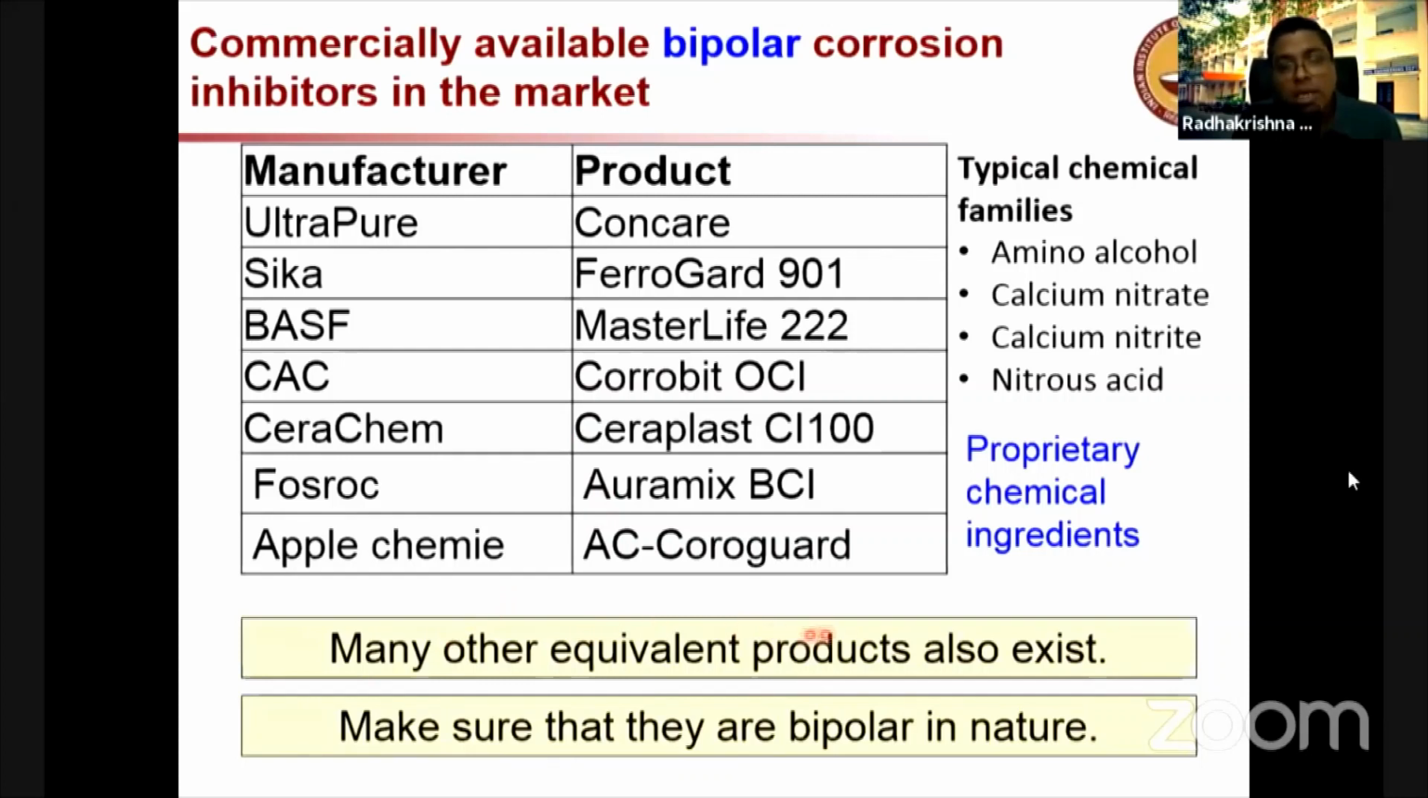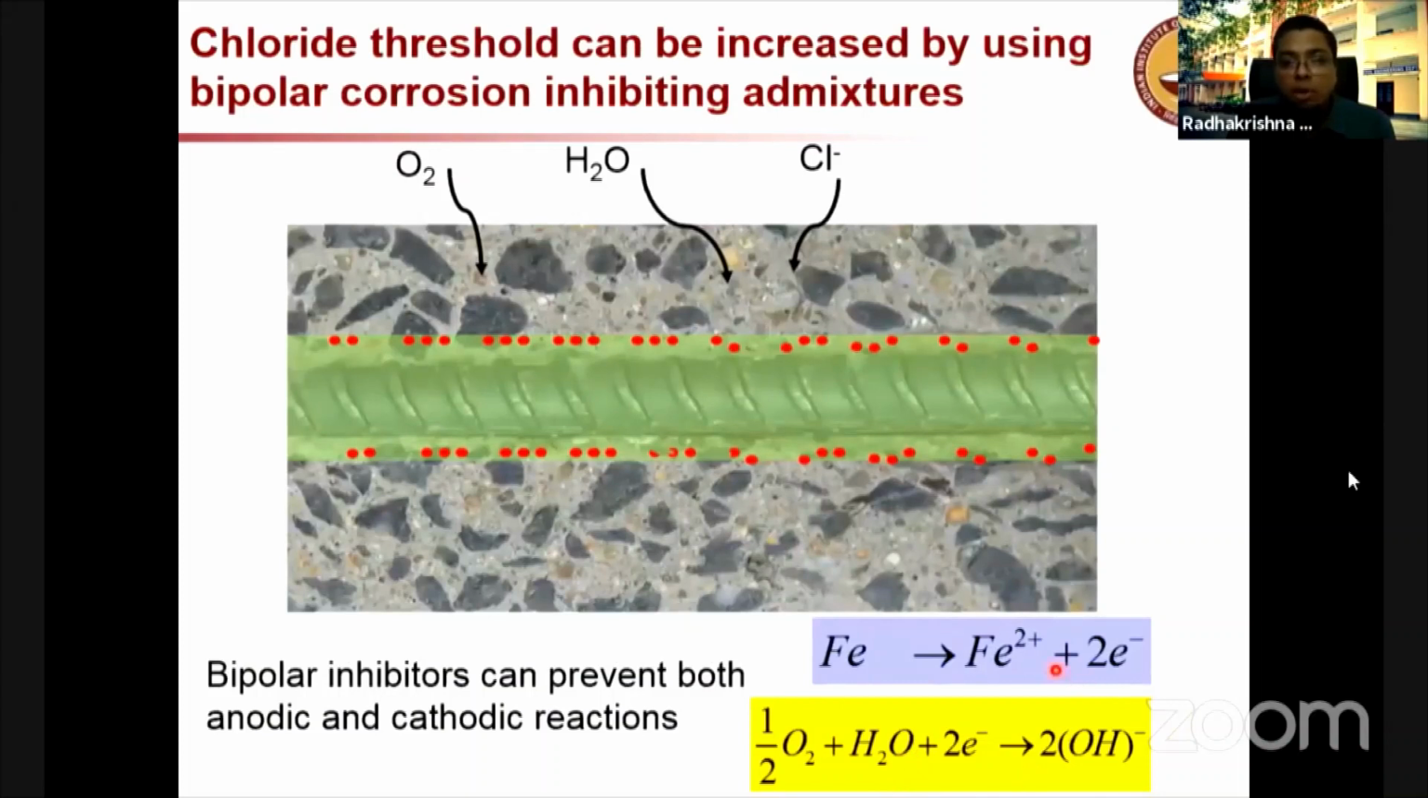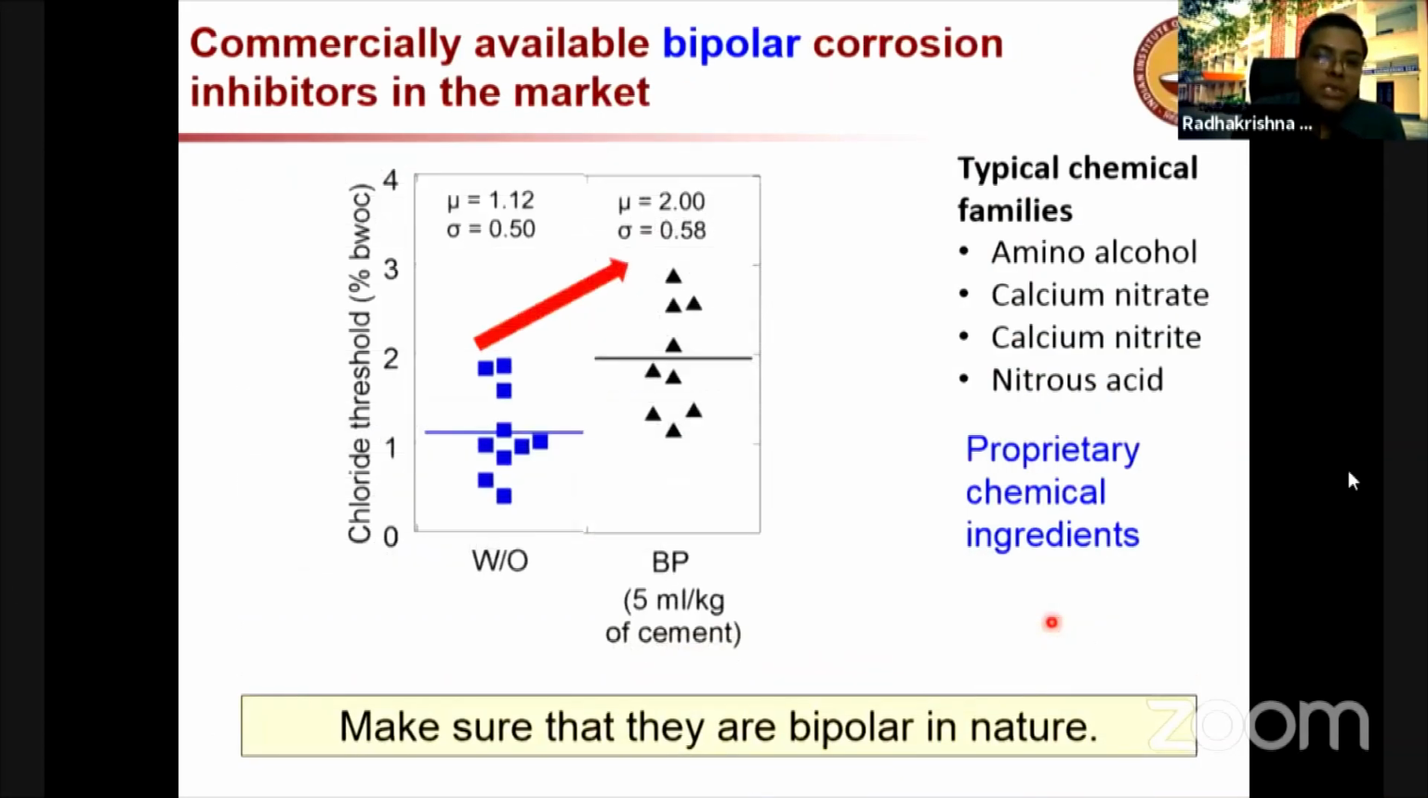Many other equivalent products also exist, but make sure they are all bipolar in nature. What it means is that some inhibitors control only the anodic reaction, and some others control only the cathodic reaction. But what we need is to control both the anodic and the cathodic reactions. So it is very, very important to have a bipolar corrosion inhibitor or a mixed corrosion inhibitor.